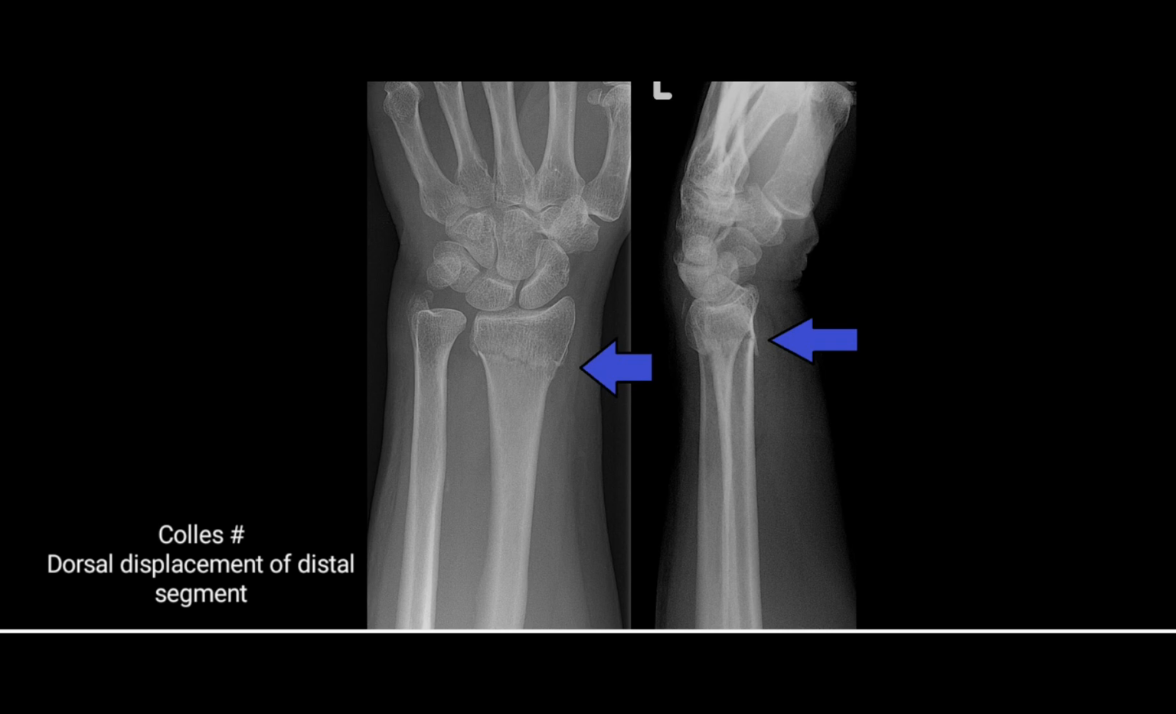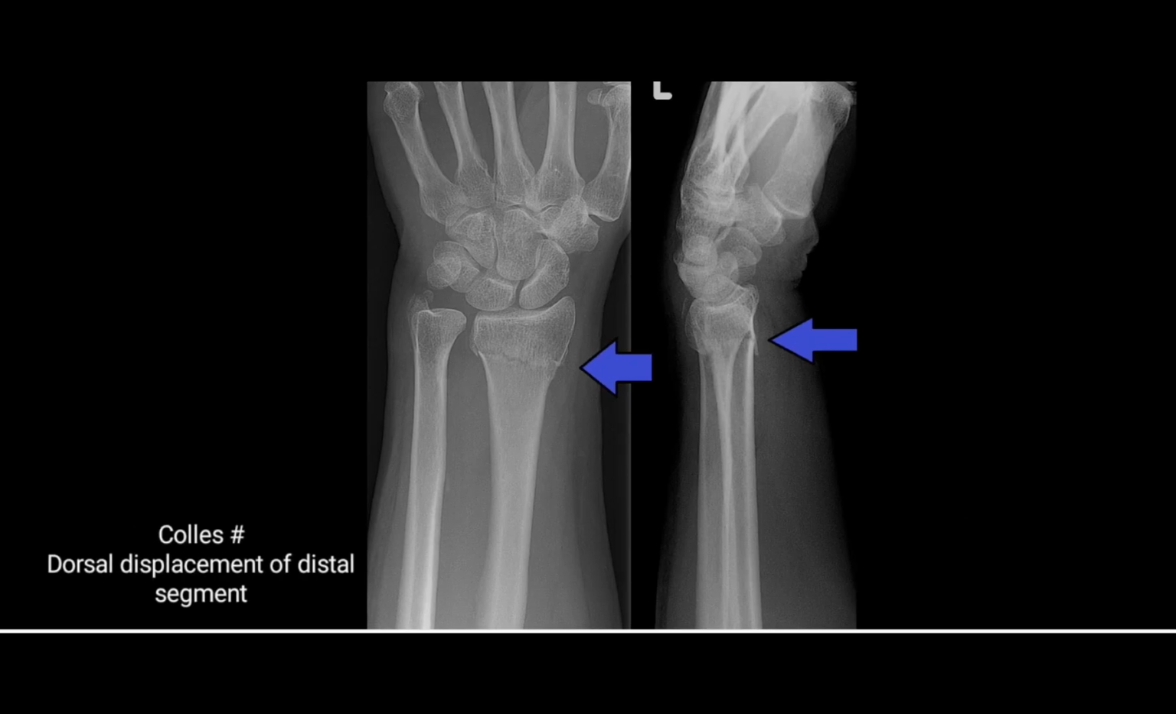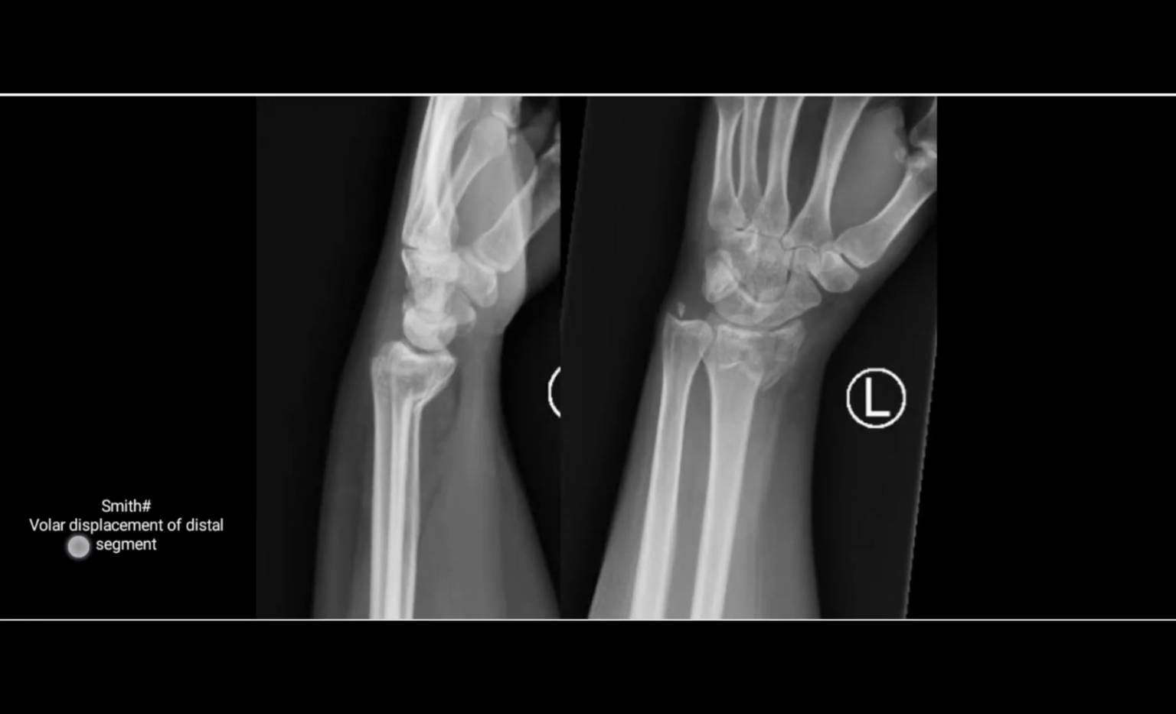Then this is Colles fracture. Colles fracture is dorsal displacement of the distal segment. Dorsal displacement. And this Smith's fracture is volar displacement. Colles and Smith are basically fracture of the radius, and if the dorsal displacement occurs, then it is Colles fracture, and if the volar displacement or ventral displacement occurs, then it is Smith's fracture.